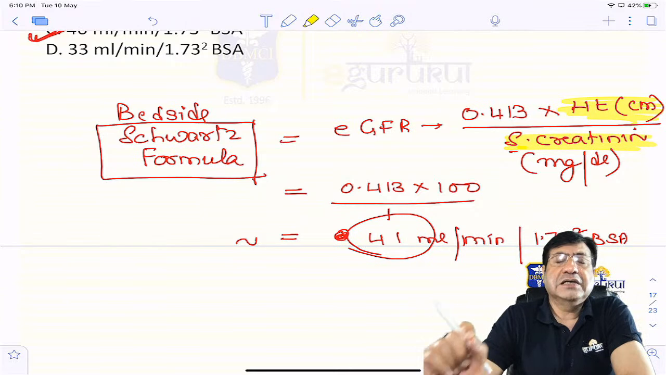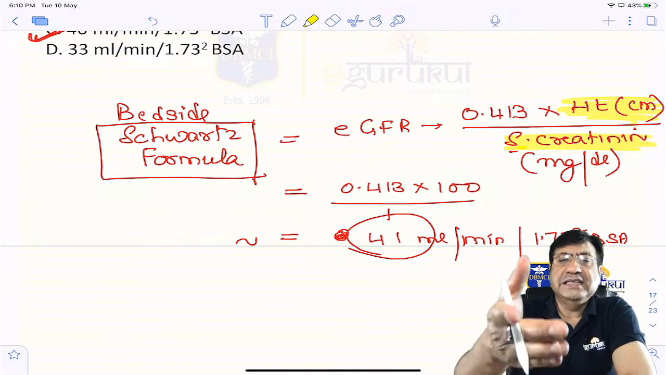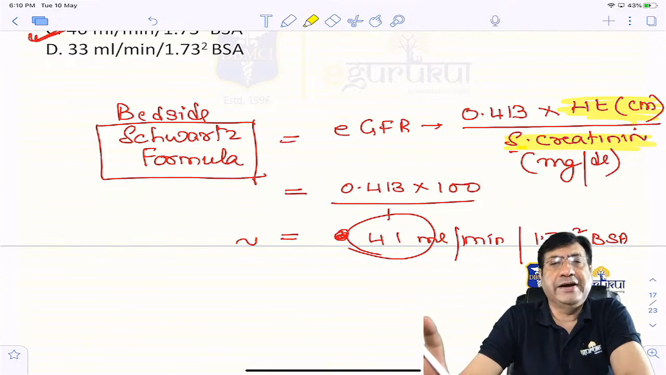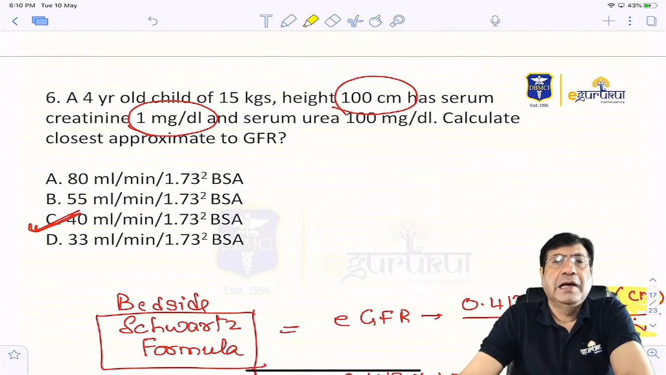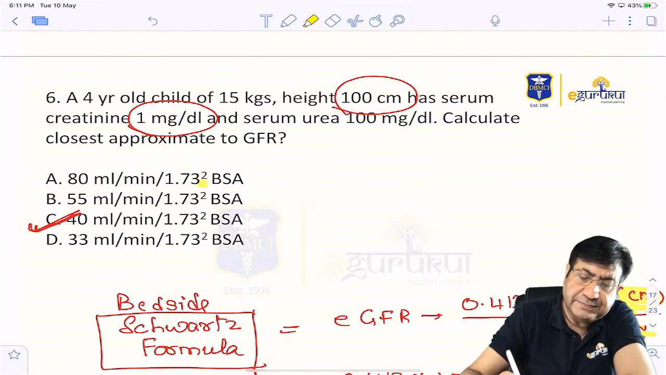So if you measure the glomerular filtration rate in children by utilizing both serum creatinine and cystatin C, this can actually give you a better measure of the glomerular filtration rate compared to the use of serum creatinine alone. But this is a bedside formula for measuring the glomerular filtration rate, which gives you a fairly accurate reading, and therefore the answer to our question here should be 40 ml per minute per 1.73 meter square body surface area.